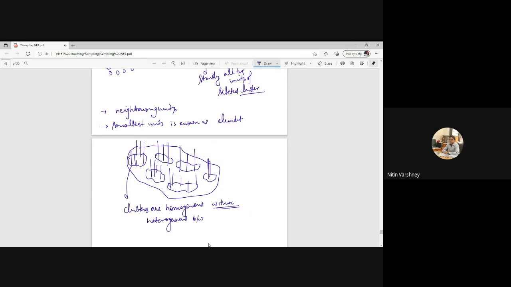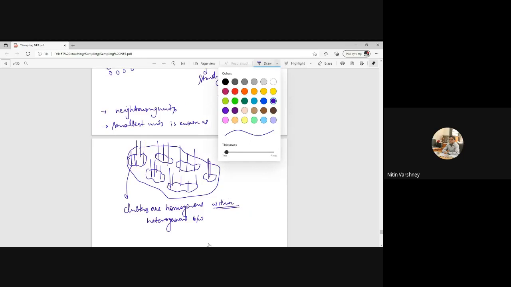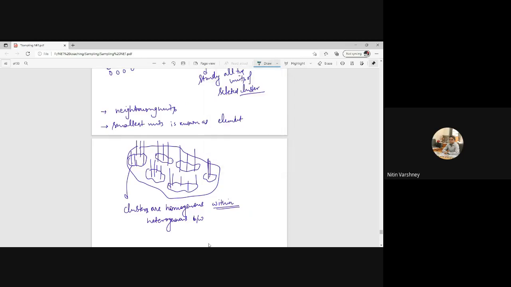Suppose for this particular area, in one forest one kind of trees will be there. I am just saying that these trees are different and those trees are different, so we are making clusters on the basis of neighboring units. Okay, so this is the basic setup of cluster sampling.